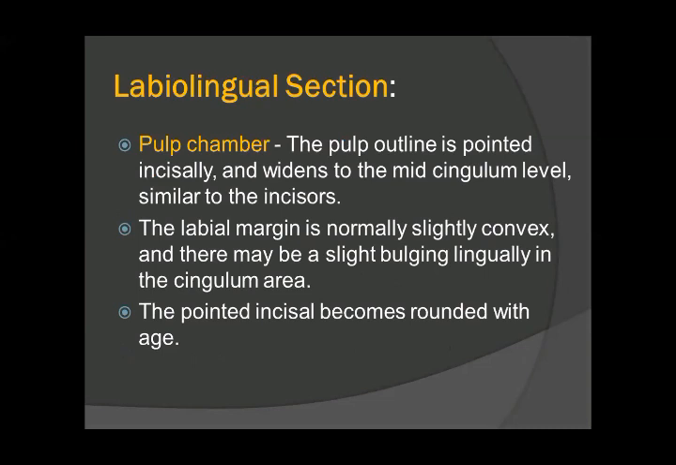Labiolingual section, pulp chamber: the pulp outline is pointed incisally and widens to the mid-cingulum level, similar to that of the incisors. Labial margins are normally slightly convex and there may be a slight bulging lingually in the cingulum area. The pointed incisal outline becomes rounded with age.